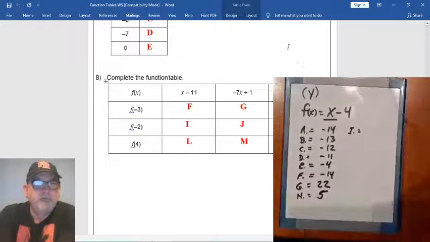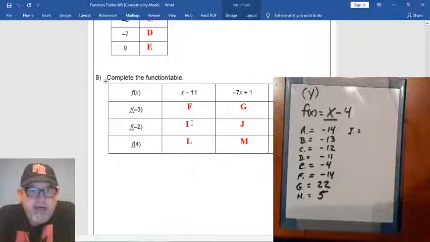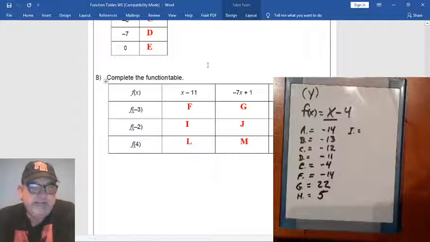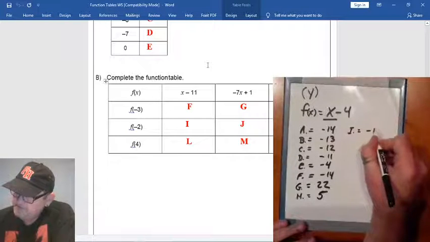Okay, let's go to the next one. We're going to go down here to I, since we're kind of going in alphabetical order here. So now we have negative 2. So we're going to replace this x with negative 2. And negative 2 minus 11 is negative 13.